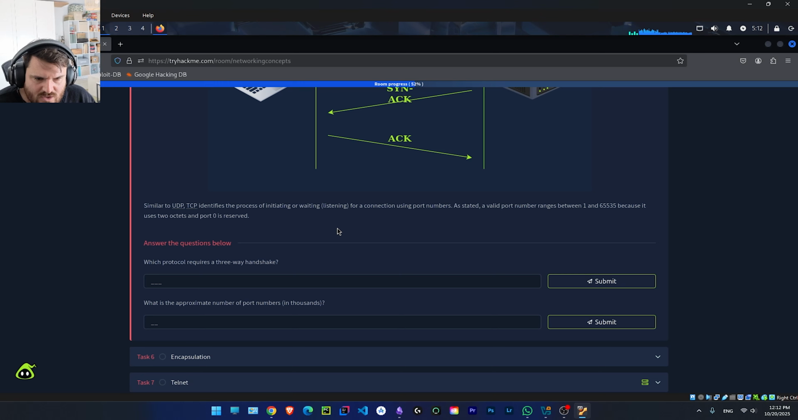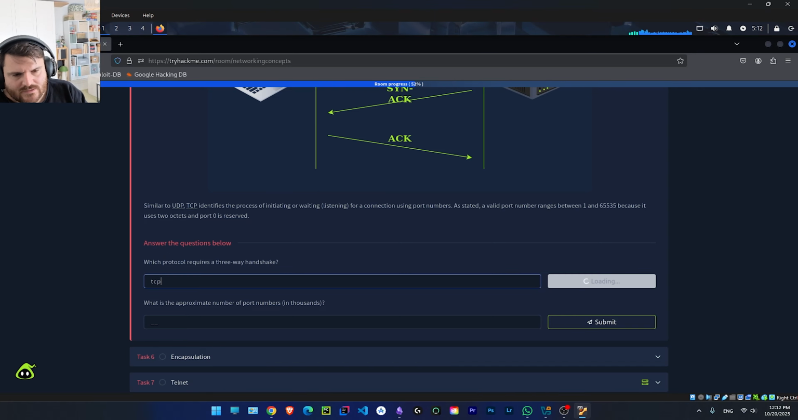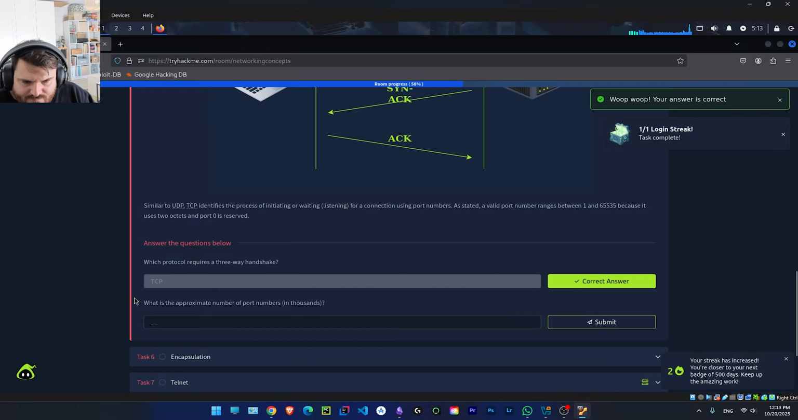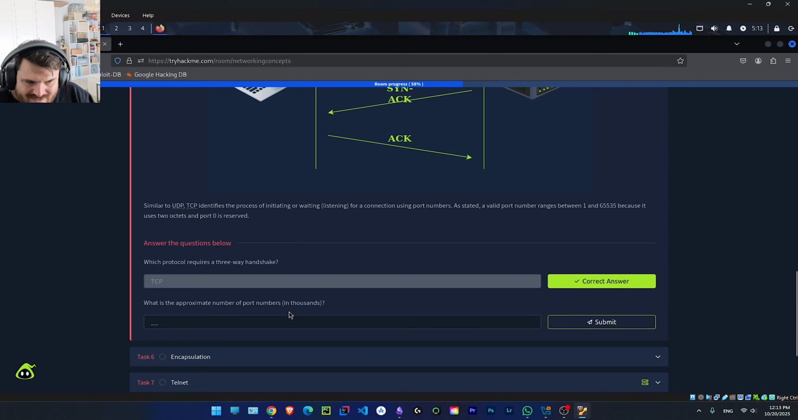Answer the questions below. Which protocol requires a three-way handshake? It is the TCP protocol. What is the approximate number of port numbers in thousands? 65.